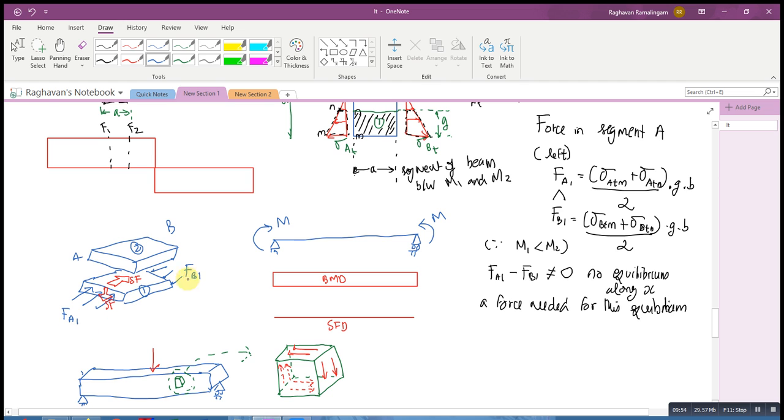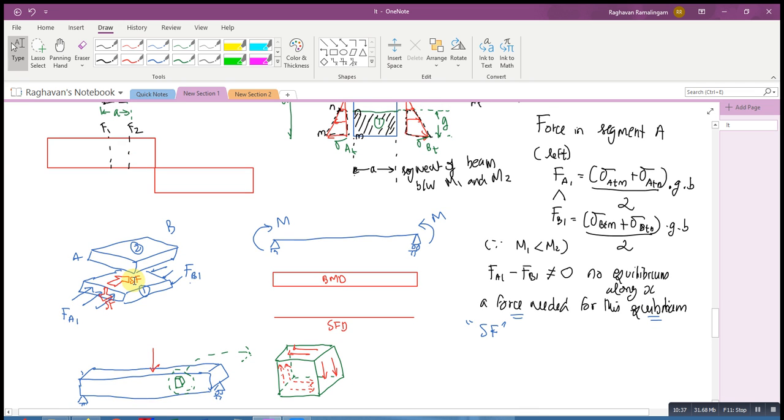So this and this are not equal. So there should be some force in the horizontal direction that can make sure that there is equilibrium along the x direction. So that force is your shear force. Since FA1 is lesser than FB1, the shear force is going to act along the direction of FA1 so that it counteracts the FB1 force. So this is your shear force, and this will also have a component in the adjacent direction.